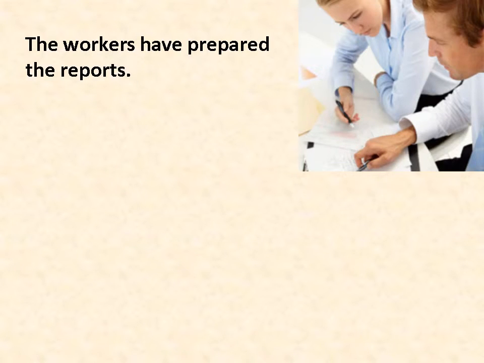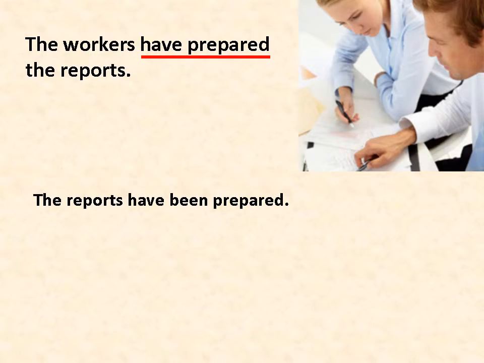The workers have prepared the reports. So this sentence is in the present perfect tense. What is the present perfect of be? Well, we could use have or has, and the new subject, the reports, will require us to use have. The reports have been prepared. So here's the difference between an active voice verb in the present perfect, have prepared, and the passive voice verb in the present perfect, have been prepared.